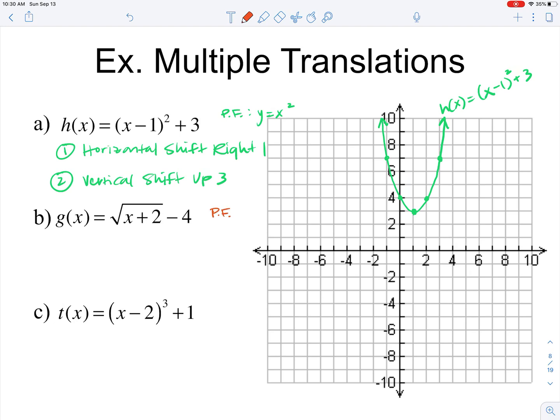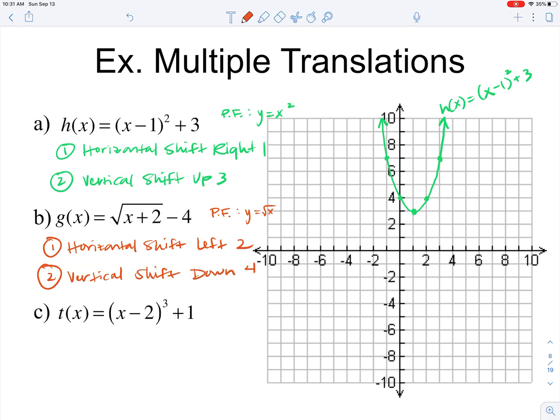Okay, g of x, the parent function would be the square root of x. That plus 2 is underneath the radical, so that's going to be a horizontal shift left 2 units. And then the minus 4 is a vertical shift down 4 units. So the point that, for the parent function, is at the origin goes left 2, down 4, landing me at -2, -4. The point that would be at 1, 1, if I go left 2, down 4, lands me at -1, -3.